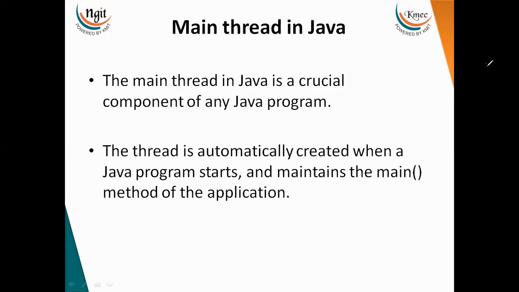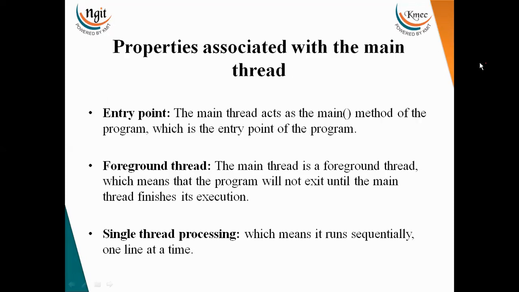Whenever you start a Java program, automatically the JVM will create this main thread and it maintains the main method of the application. That is the role of the main thread, right? And it has certain properties. These are the properties associated with the main thread. The main thread is the entry point. That means the main thread acts as the main method of the program, which is the whole and sole entry point for the program. And the main thread is a foreground thread.